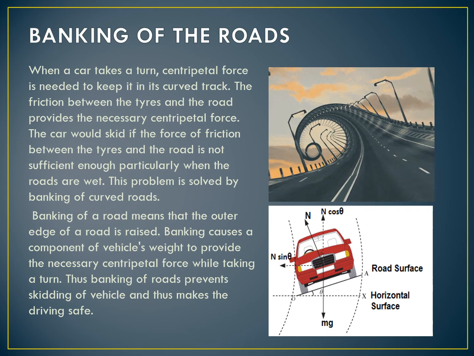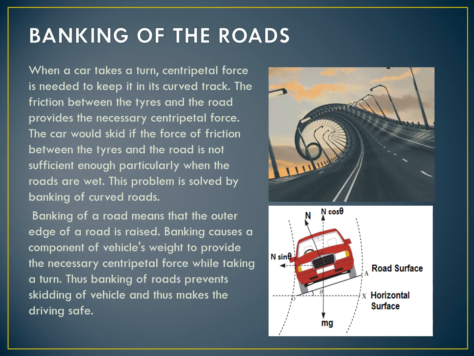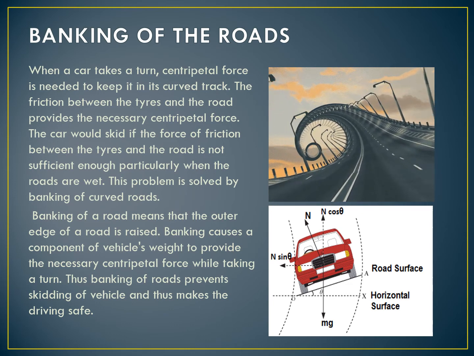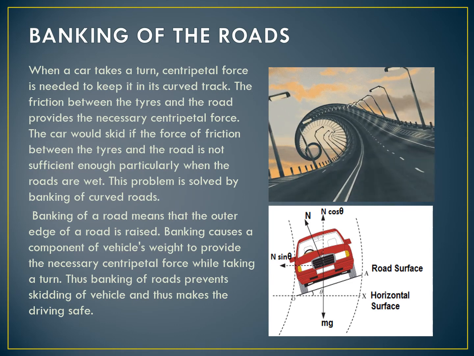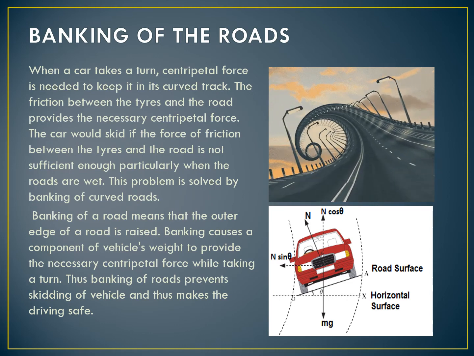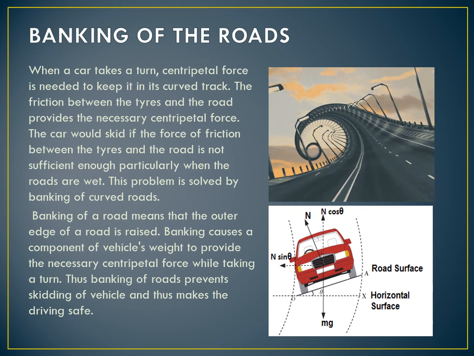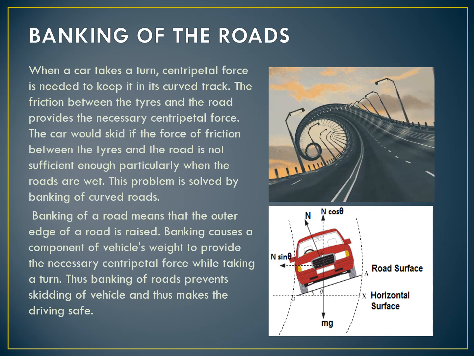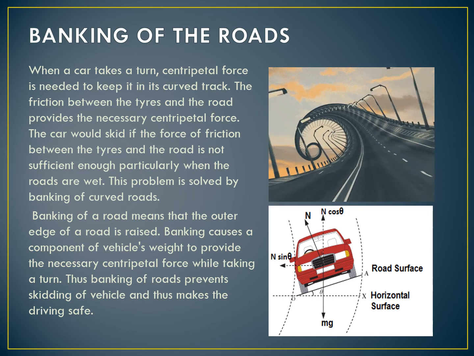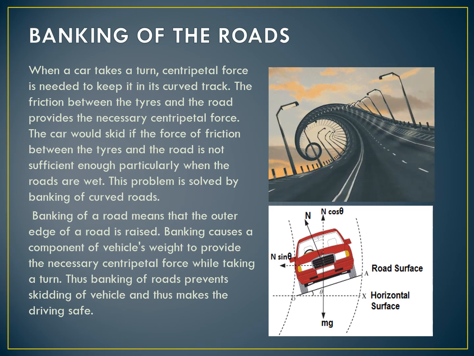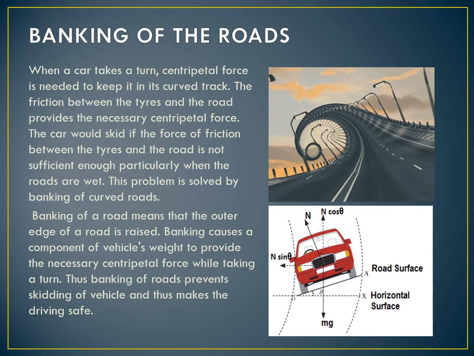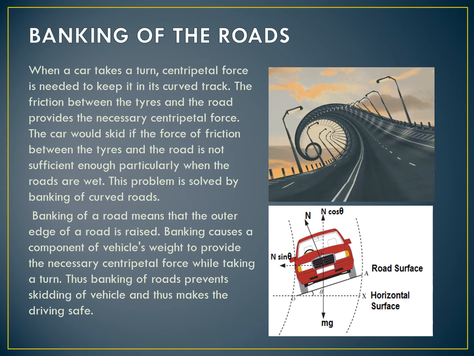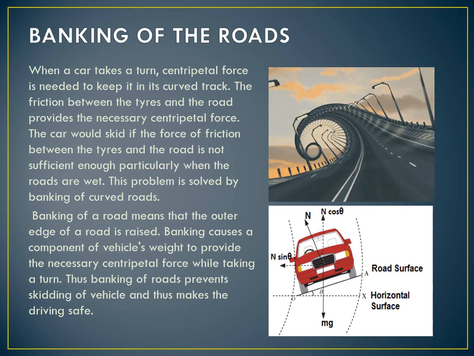The next topic is about applications of centripetal force, which include banking of roads, the washing machine dryer, and the cream separator. In the case of banking of roads, we know that when a car takes a turn, it moves along a part of a circle, and if a body moves along a circular track, then a centripetal force is needed. Here, friction between the tires and the road provides the necessary centripetal force. Like in the case of a string, tension in the string provides the centripetal force, and in the case of revolution of the moon, gravitational force provides the centripetal force.